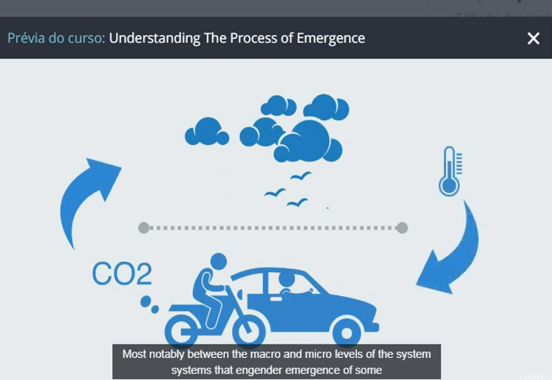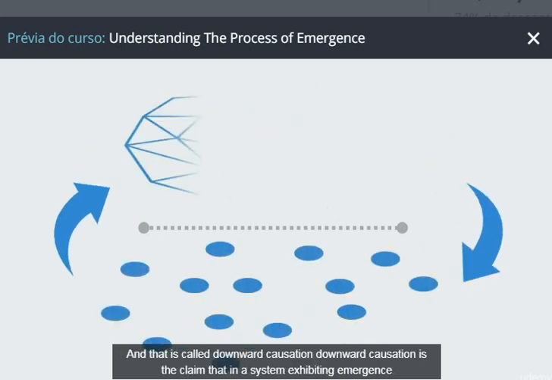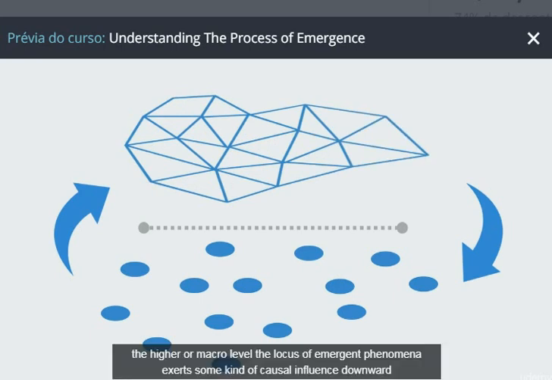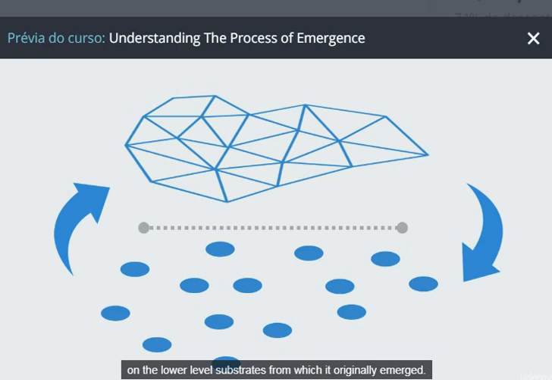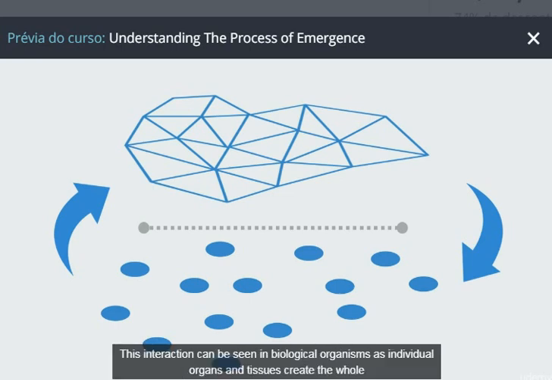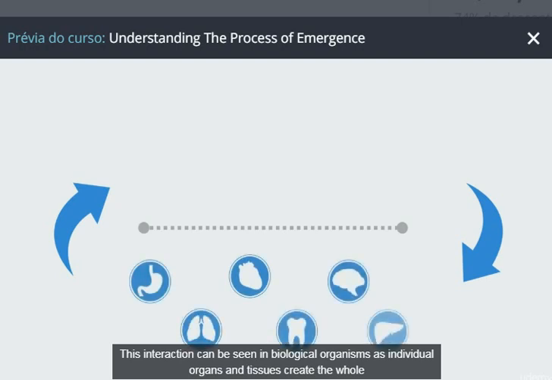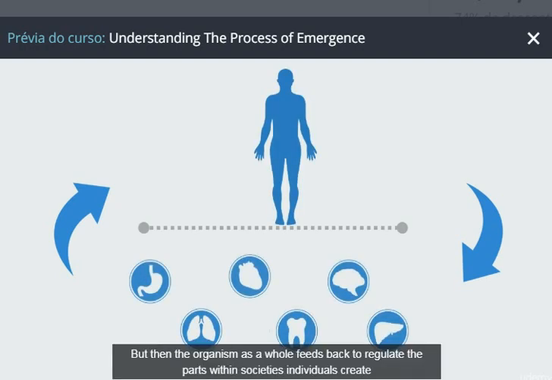Systems that engender emergence of some kind have a specific micro-macro feedback dynamic that becomes important to understanding their overall behavior. This dynamic, where the higher levels affect the lower levels, is a key part of emergence, and it is called downward causation. Downward causation is the claim that in a system exhibiting emergence, the higher or macro level, as the locus of emergent phenomena, exerts some kind of causal influence downward on the lower level substrates from which it originally emerged. This interaction can be seen in biological organisms, as the individual organs and tissues create the whole organism, but then the organism as a whole feeds back to regulate the parts.